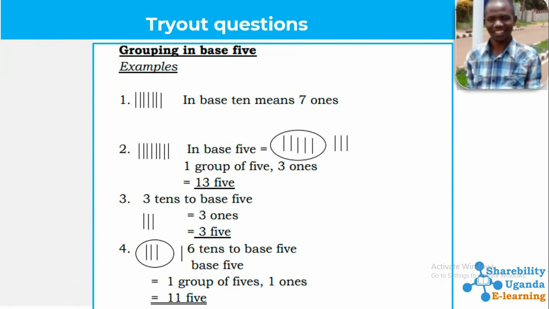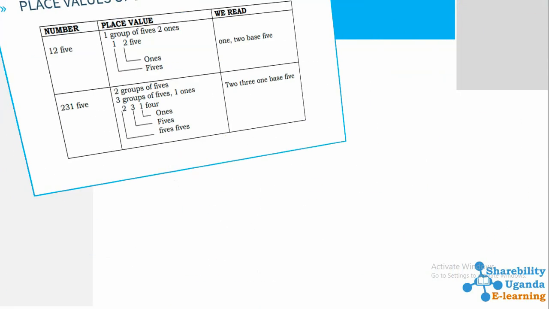So let's now go to grouping these bases. As you can see here in some of our examples, we group these numbers in ones. In example 1, the numbers are grouped in ones, so we can count 1, 2, 3, 4, 5, 6, 7. When we group these ones in 7, we shall say in base 10 it means 7 ones. Also here you can count 1, 2, 3, 4, 5, 6, 7, 8. There we have counted 8.